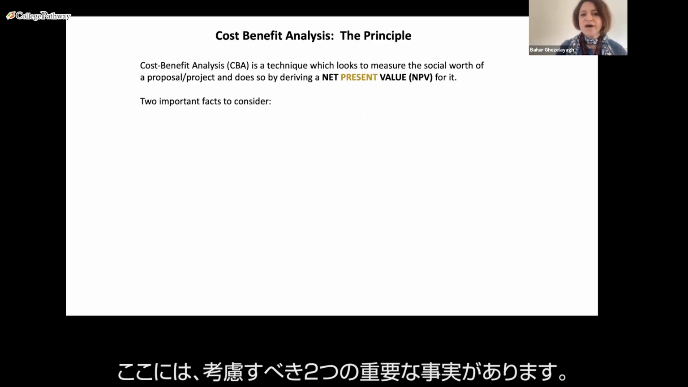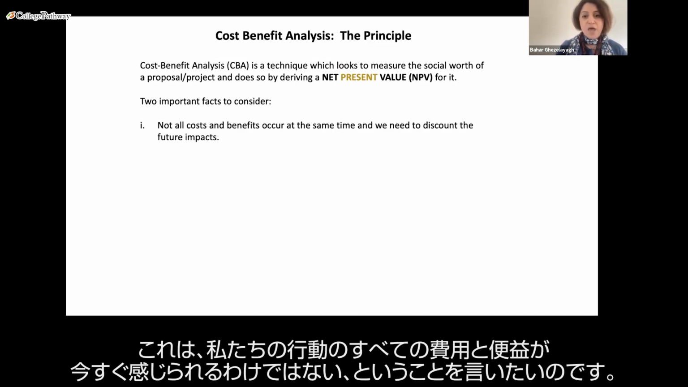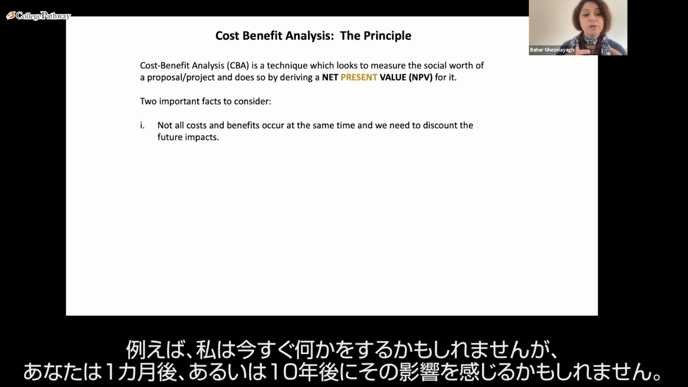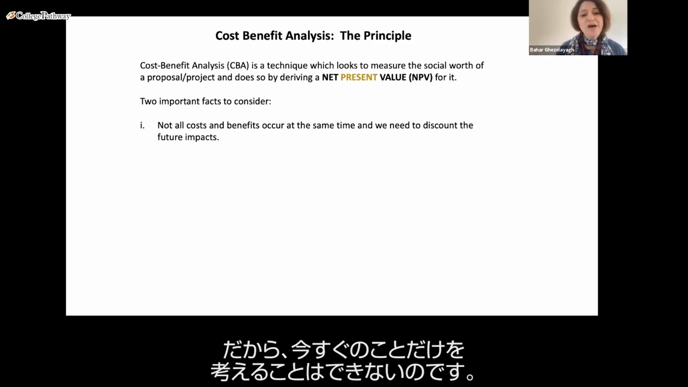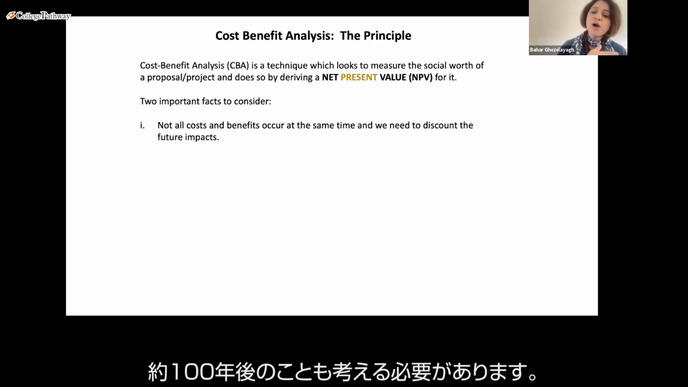And there are 2 important facts here to consider within other things. The net present value, can you see the word present has a different color? That means that not all costs and benefits of our action are going to be felt right now. For example, I might do something right now, but you might feel the impact in a month's time, or maybe even in 10 years' time. So we cannot just think about right now. When you are building a road, you cannot just think, I am only focusing on what is going to happen to my business in a year's time when the road is built. You also need to consider about 100 years from now.